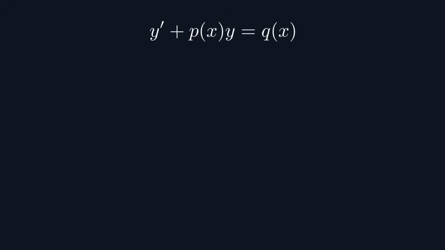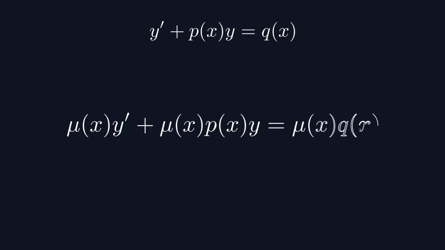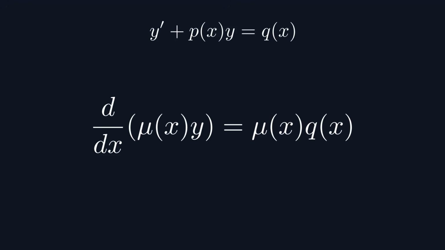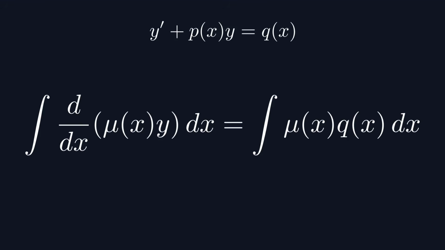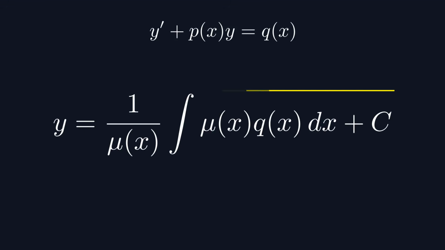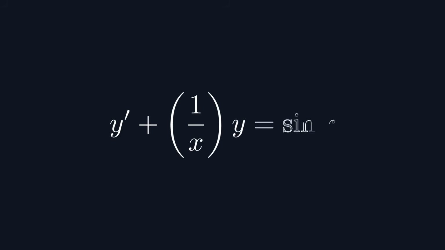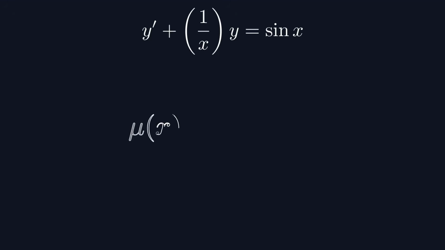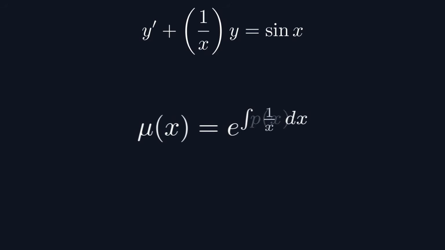We're not yet done, because we will now derive the general formula for the solution. Remember the right-hand side, mu of x times Q of x? We can also equate it to the derivative of mu of x times y. Integrate both sides with respect to x. And we finally obtain the general form of the solution. Just take note of the integration constant. Example, consider this linear ODE. We find the integrating factor first.